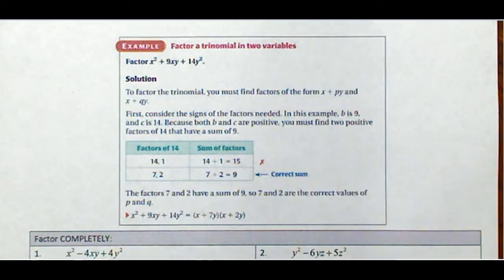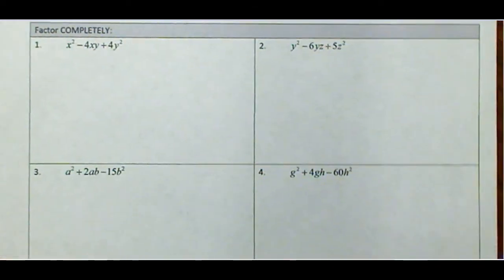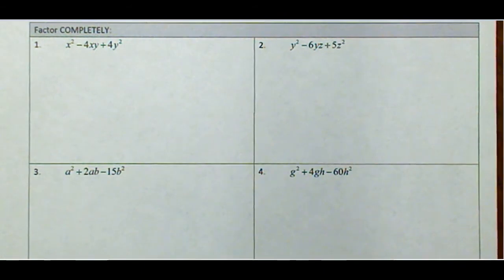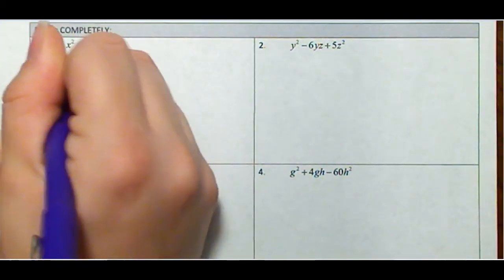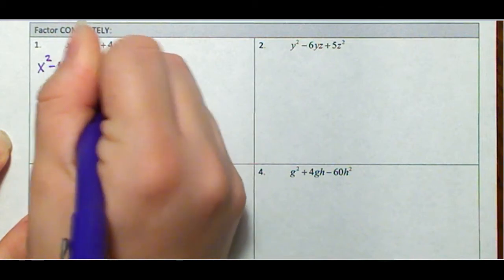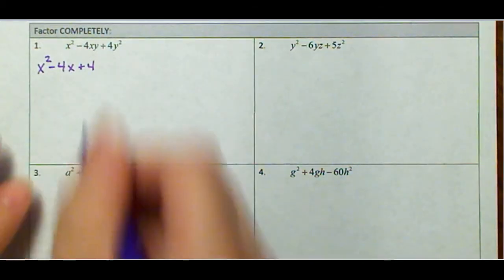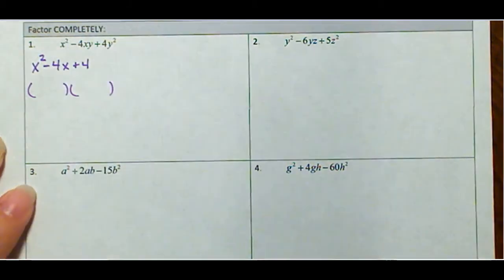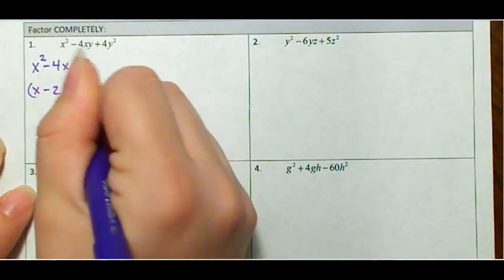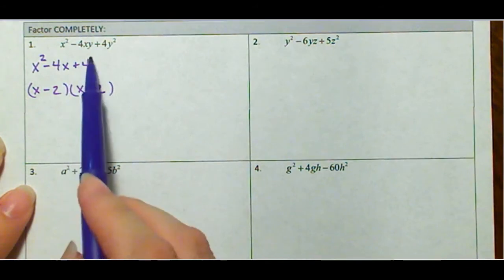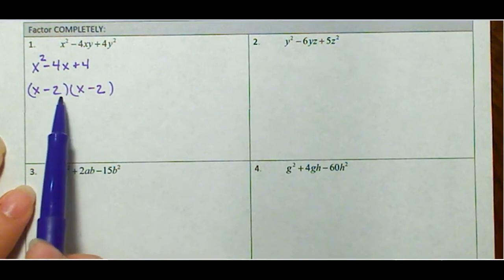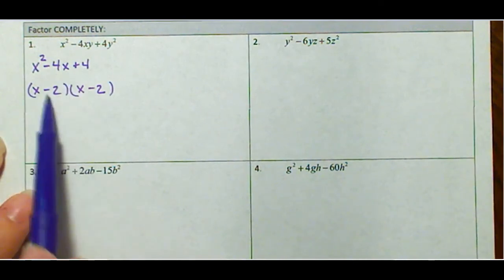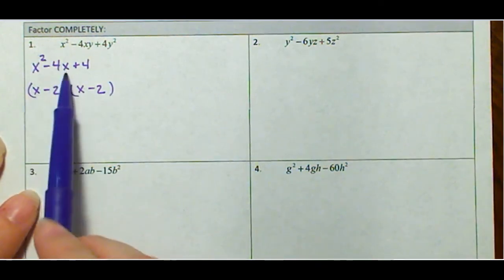Everything I'm going to say is up here in this box. So number 1 says x squared minus 4xy plus 4y squared. Now, by itself, it looks a little intimidating. But if I was to take the y's off, if I just said x squared minus 4x plus 4, I think you would know what to do. You would factor this, and hopefully you would say x minus 2 and x minus 2. Because 4 is 1 and 4 and 2 and 2, they have the same signs, plus and minus. And we know that negative 2x and negative 2x add up to negative 4x.